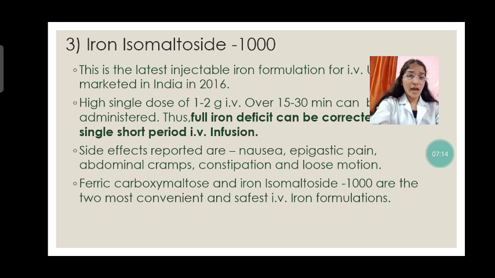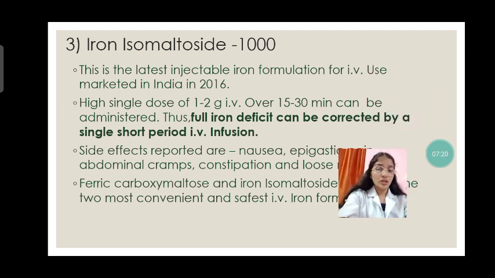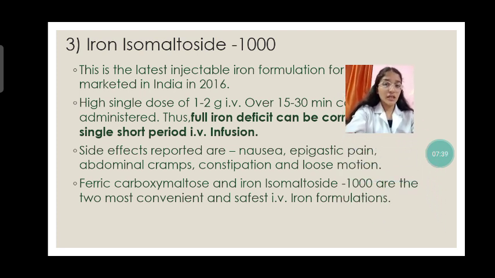Now, the third is iron isomaltoside. It is the latest injectable iron formulation for intravenous use. It was marketed in India in 2016. A high single dose of 1 to 2 gram intravenously over 15 to 30 minutes can be administered. Thus, the full iron deficit can be corrected by a single short-period intravenous infusion. The side effects reported with this are nausea, epigastric pain, abdominal cramps, constipation, loose motion. Ferric carboxymaltose and iron isomaltoside are the two most convenient and safest intravenous iron formulations.